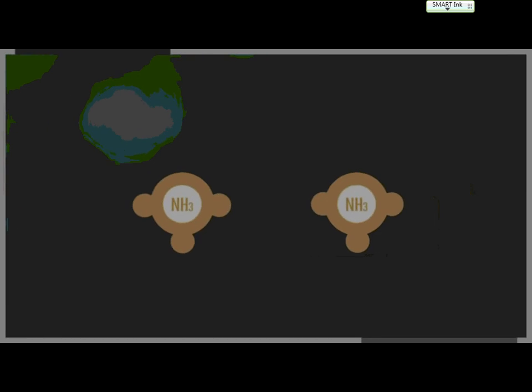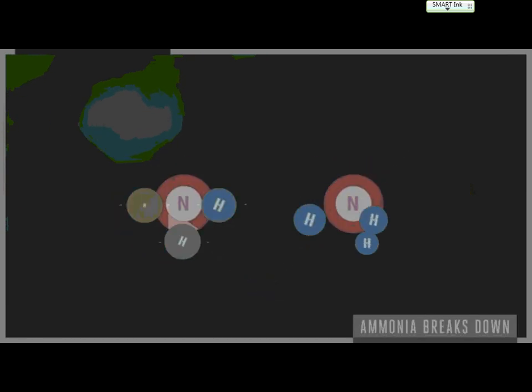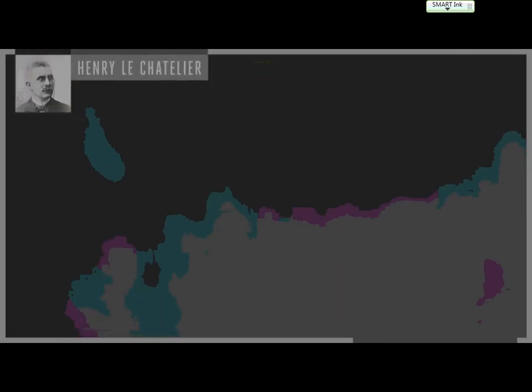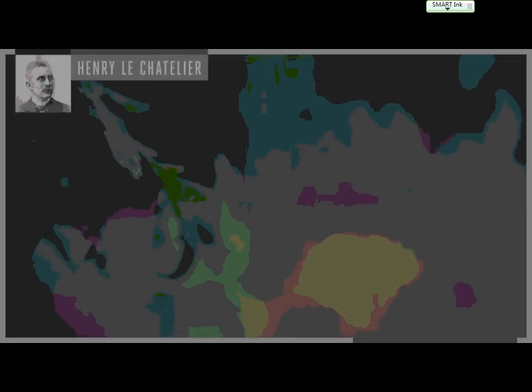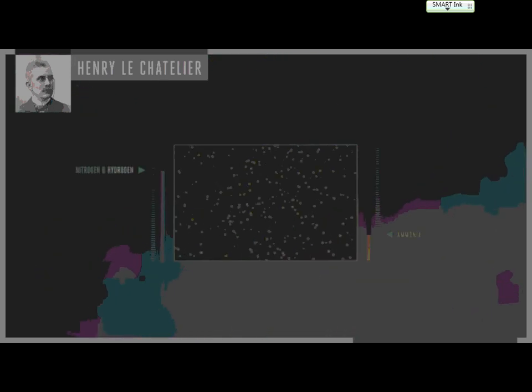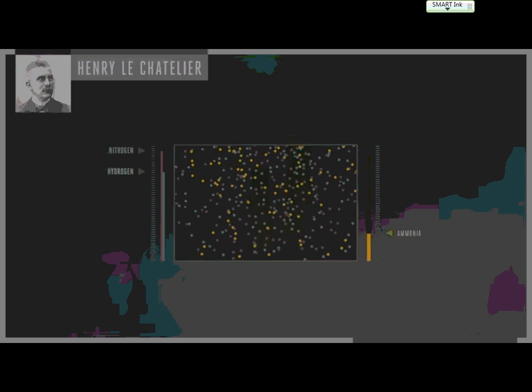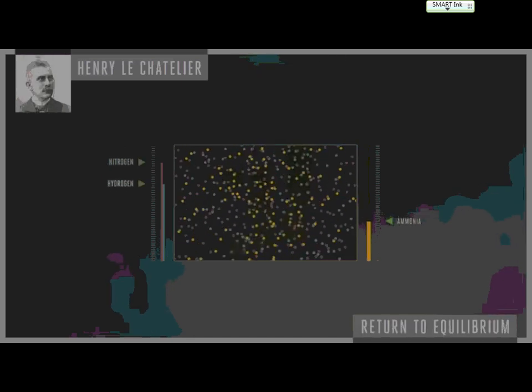This might sound good, but it's not when what you want is to just create a ton of ammonia. Haber doesn't want the ammonia to break down at all, but if you simply leave the reaction in a closed container, that's what will happen. Here's where Henri Le Chatelier, a French chemist, can help. What he found was that if you take a system in equilibrium and you add something to it, like say nitrogen, the system will work to get back to equilibrium again.